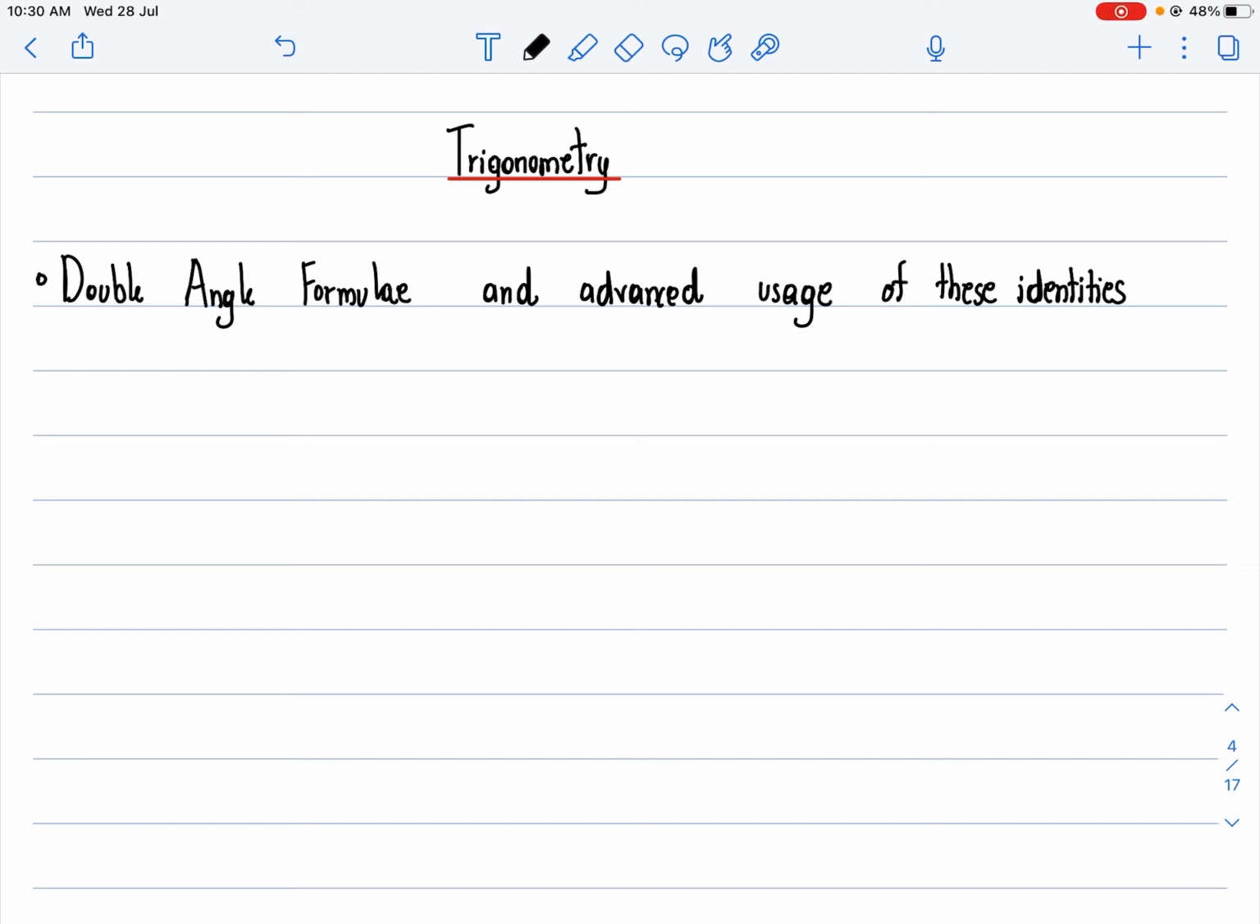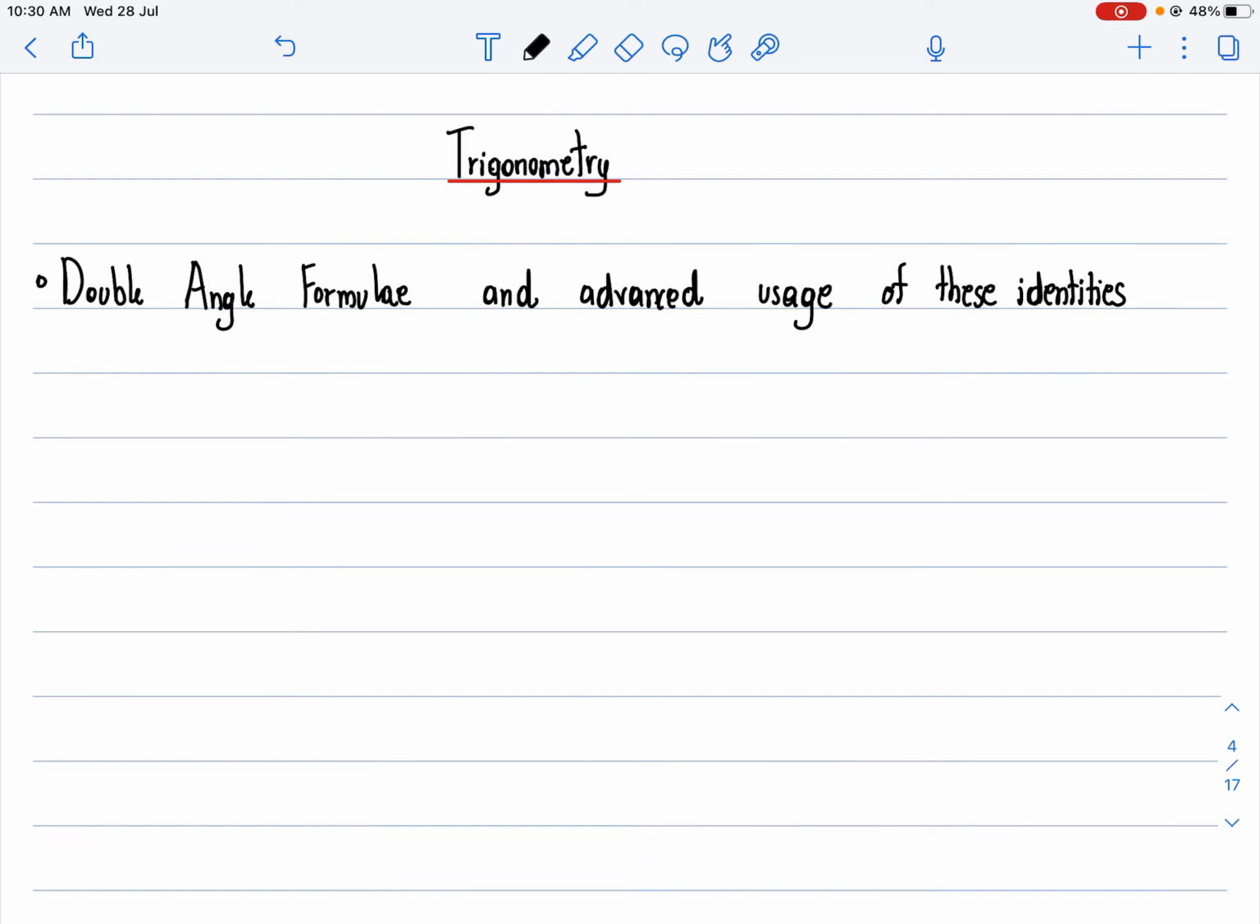Today we'll be doing the concept of double angle formulae and advanced usage of these identities, which is a subtopic in the chapter of trigonometry. So first, let's do the basic double angle formulae. There are 3 to 4 formulas which you need to remember, and once you remember these formulae, I'll teach you the advanced usage of these identities.